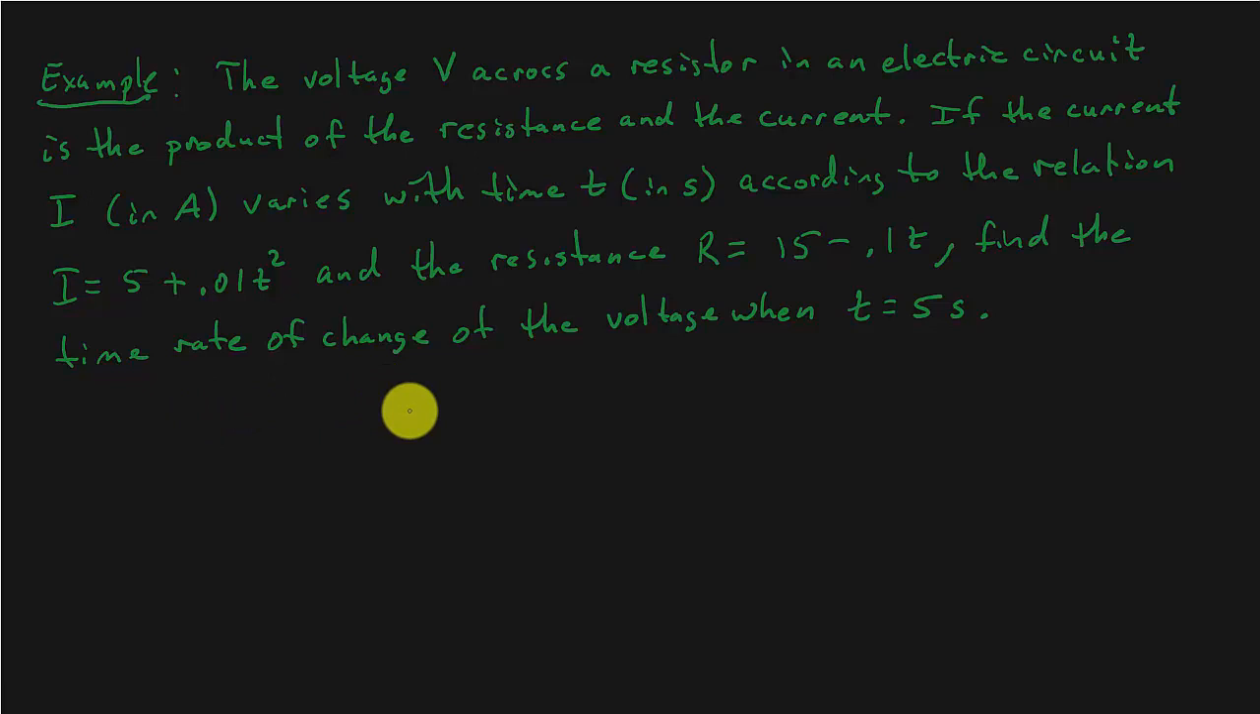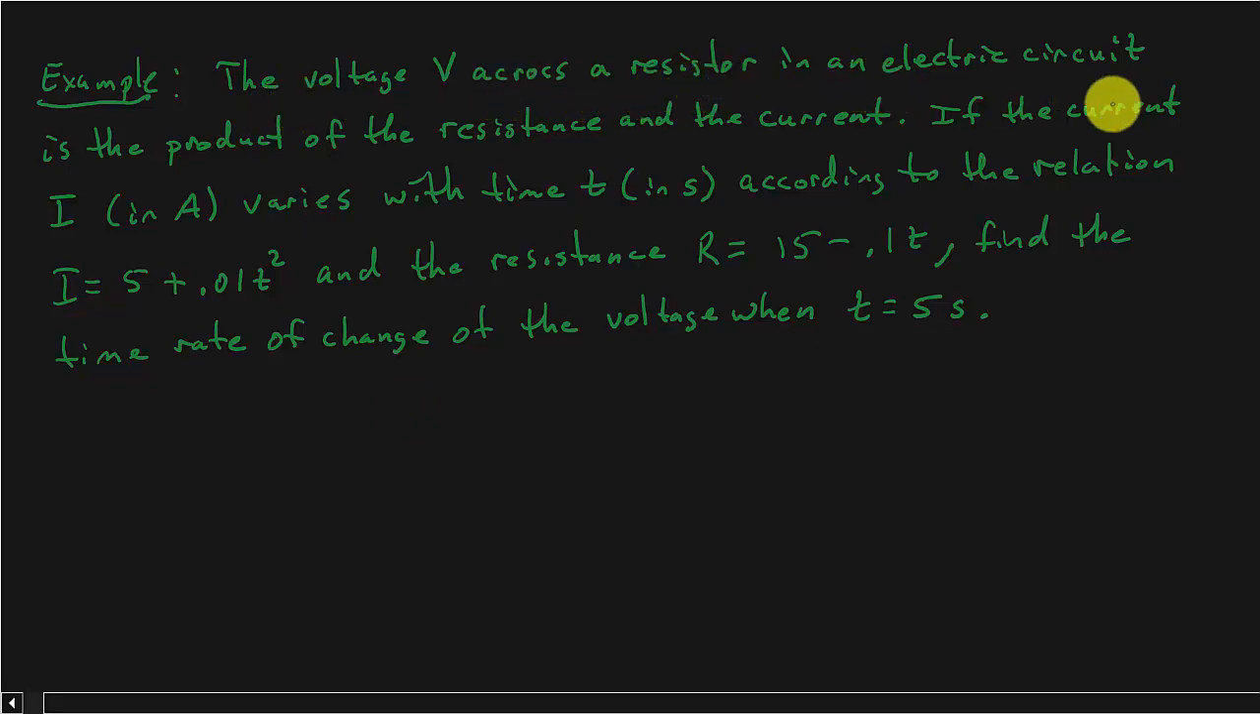So what do we need? Well, we need the function for the voltage, okay? And then we want the time rate of change of the voltage. So we need the function for the voltage, then we need to take the derivative of that. Well, they don't give us the function for the voltage, do they? Well, but they do tell us something. It says the voltage V across a resistor in an electric circuit is the product of the resistance and the current. So it's the resistance times the current.